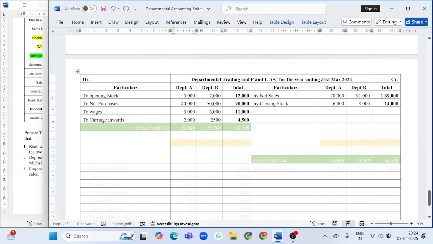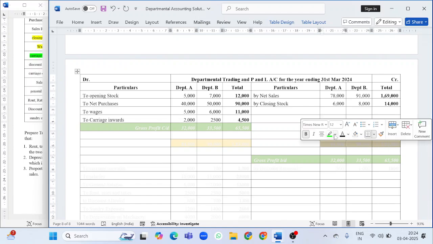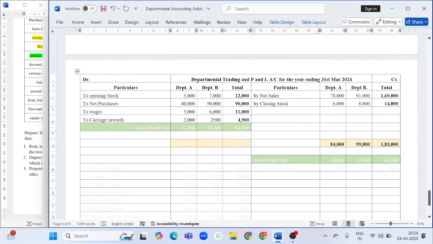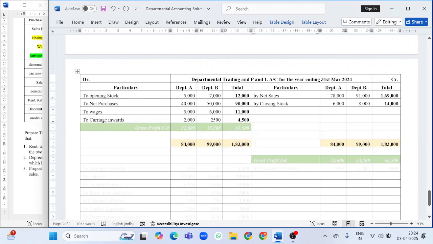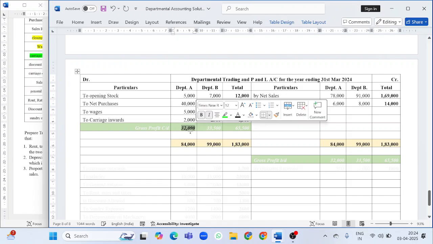I think on the credit side we will get more, so you also take a calculator and calculate. So 78,000 plus 6,000 will be 84,000, 91,000 plus 8,000 will be 99,000, and the total will be 1,83,000. The same totals I will write on the left side. Now from 84,000 I will subtract all these 4 items. So when I subtract all these 4 items I will get 32,000.